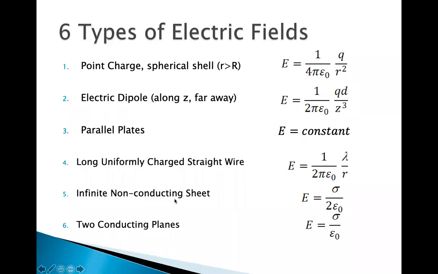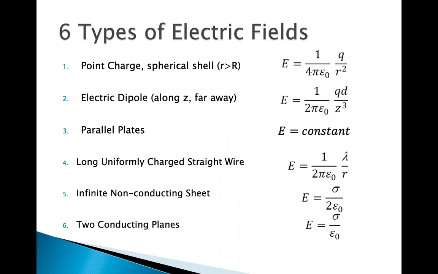This is a summary of chapters 22 and 23, focusing on 6 types of electric fields. So these 6 types include a point charge or a spherical shell. They share the same equation. The spherical shell condition is that the distance is larger than the radius of the shell.